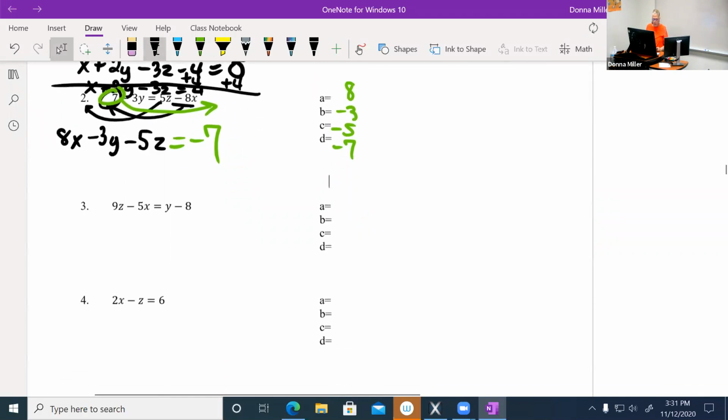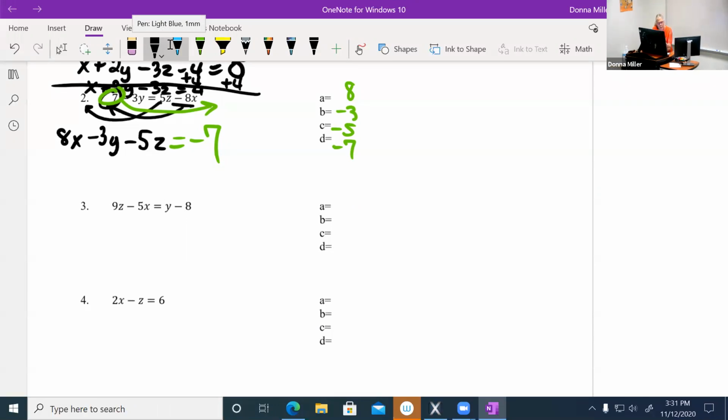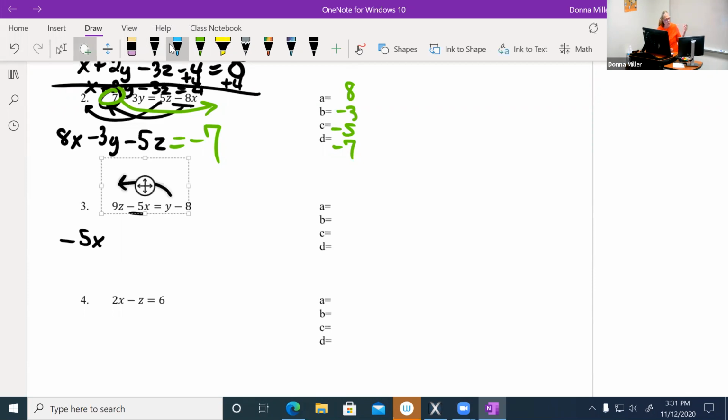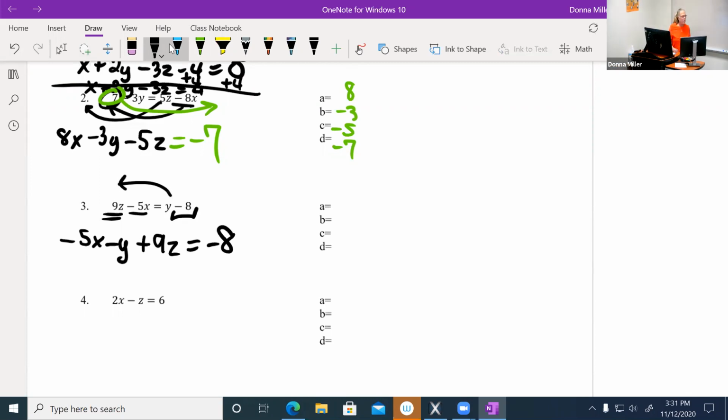All right, let's take a look. You have to be in order X, Y, Z. So I'm going to put the X term first: negative 5X. I have to move the Y over, so a positive Y becomes a negative Y. That's negative Y. 9Z would come next. And then I have left over a negative 8. Please keep the negative with it, right? It didn't go anywhere. So there's your equation.